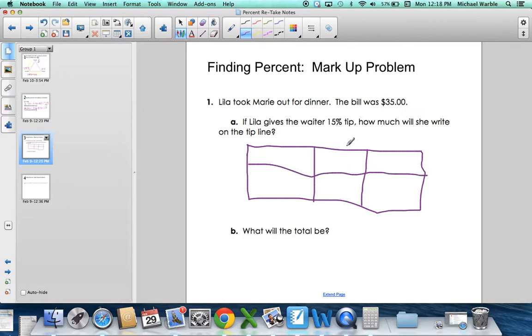So we know our 100% is here, and that's going to be the subtotal. Okay, and for time's sake, I'm just going to write an S for subtotal. Tip is going to be right here. So generally a tip means you're going to get more than what you originally were charged. So the tip is a markup, and we know that it's going to be a percent.